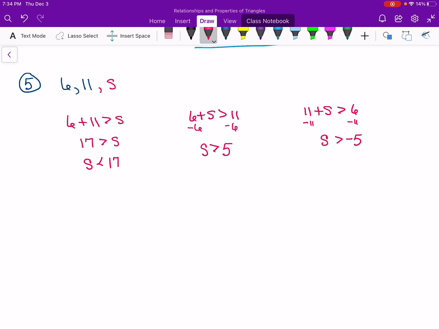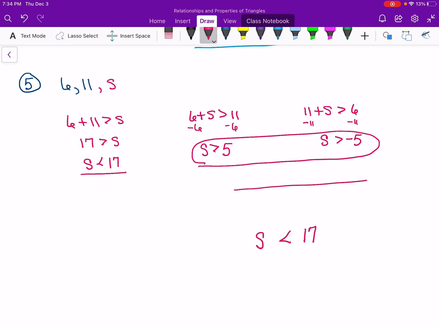Okay, the only one that has a less than symbol is the first one. So it looks to me like if S is less than 17, that 17 is the biggest number S can be. The other two have greater than, so that we're going for the smallest value. We're looking for numbers that are both bigger than 5 and also bigger than -5.